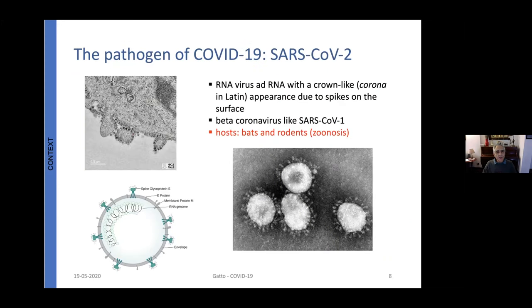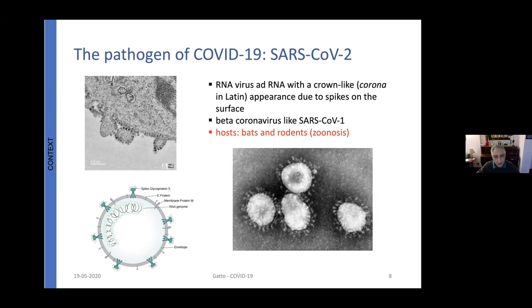Okay. Now, let me describe the characteristics of COVID-19. First of all, the pathogen of COVID-19 is SARS-CoV-2. So why two? Because it is the same family that actually caused SARS. It is an RNA virus. It has a crown-like appearance, due to spikes on the surface. Corona in Latin and in Italian means crown.